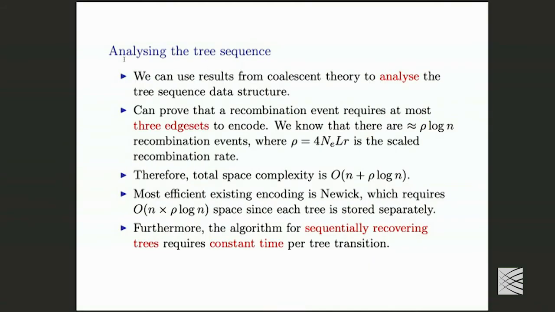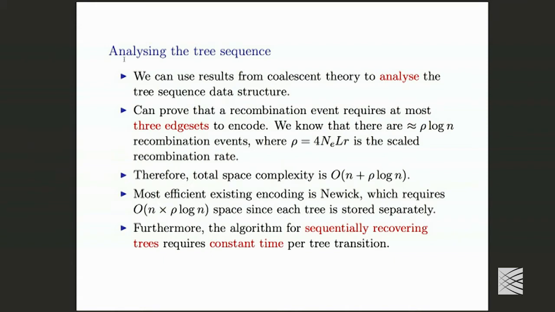So we have the structure that we've simulated. We'd like to analyze some of its properties. We'd like to find out how it performs at scale. And we can use coalescent theory to do this, which is a really nice property. So we've proved that the total space complexity of the tree sequence structure is order n plus rho log n, where rho is the population scale recombination rate, and rho log n is basically the expected number of recombination events.